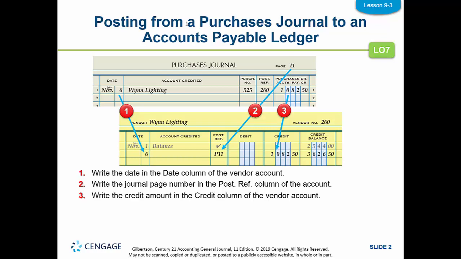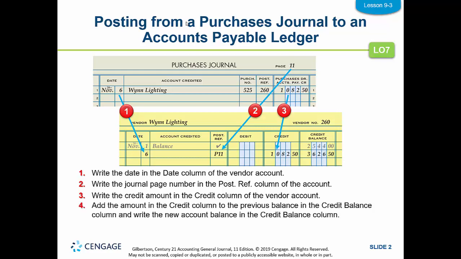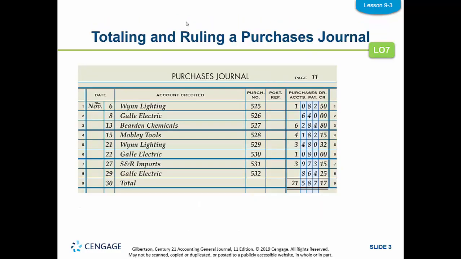Previously it had a balance of $2,544, and I'm crediting it another amount. I add those 2 credits together, and we have a new balance for Win Lighting of $3,626.50. This part isn't new. The only thing that's new for this section is how we deal with a subsidiary ledger and how a subsidiary ledger is different. We take that account number 260, and that goes back up in our post reference. That's always the last step to get me back to my journal. Our subsidiary ledger is going to have a 3-digit account number, and our general ledger accounts are going to have a 4-digit account number.